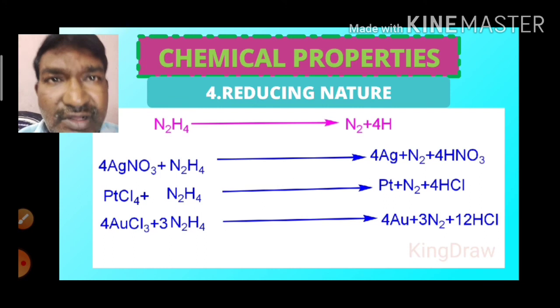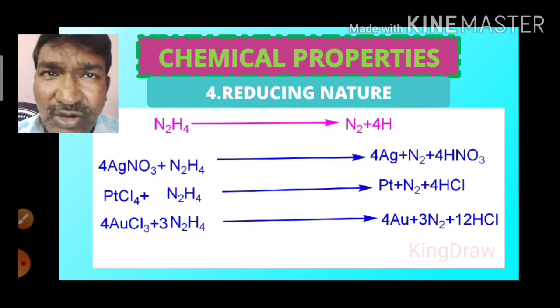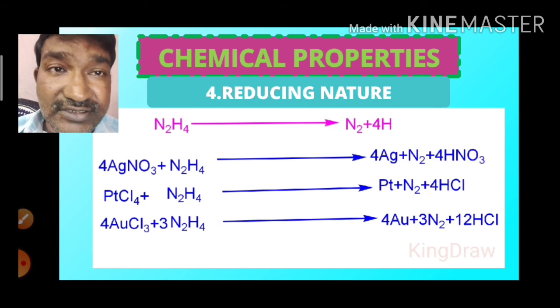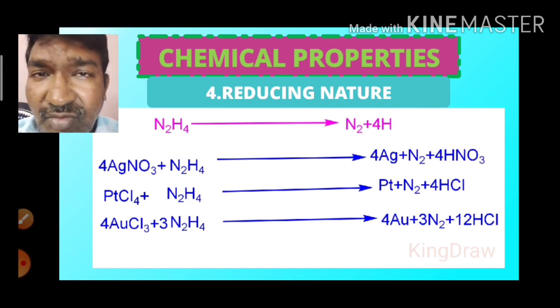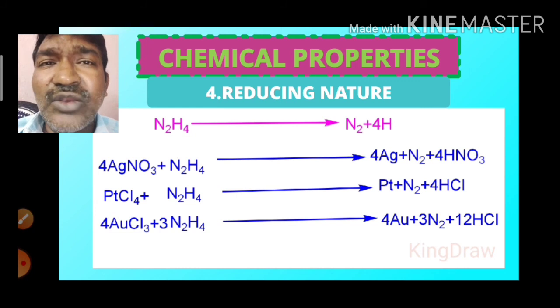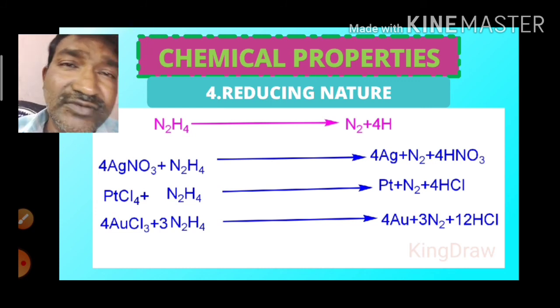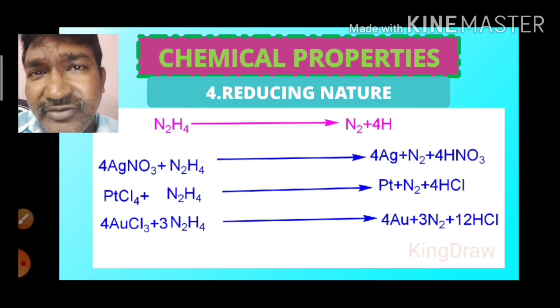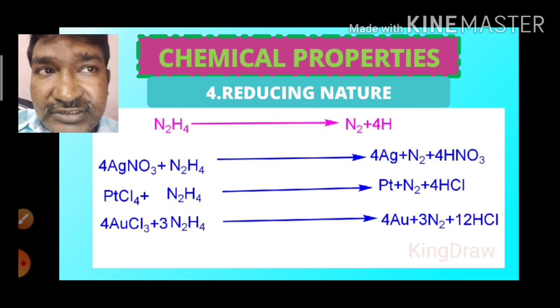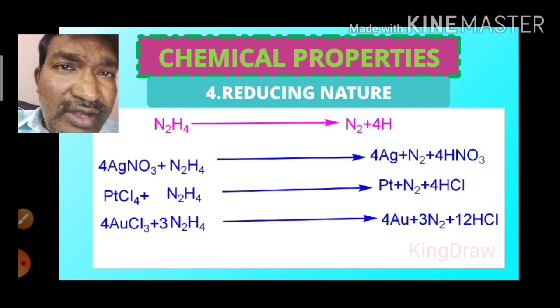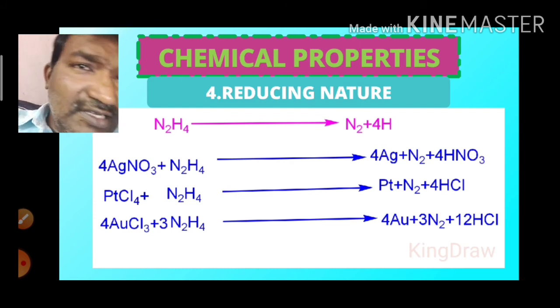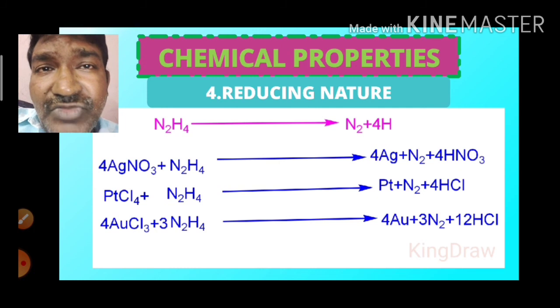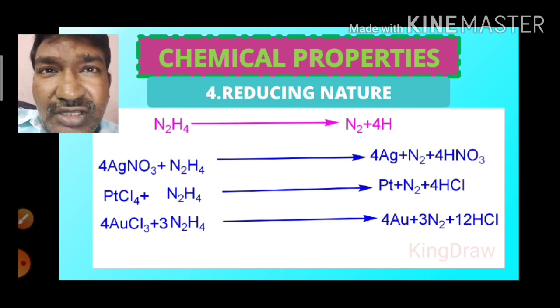Next, reducing nature. We know very well that any substance that has hydrogen atoms in it acts as a reducing agent. Hydrazine has hydrogen atoms, so naturally it acts as a reducing agent. Not only this, boranes and alkanes also act as reducing agents depending on the situation. Ammonia is also a good reducing agent because it also has hydrogen atoms. When an element combines with hydrogen, the other element generally gets a negative charge. That's why they act as reducing agents.